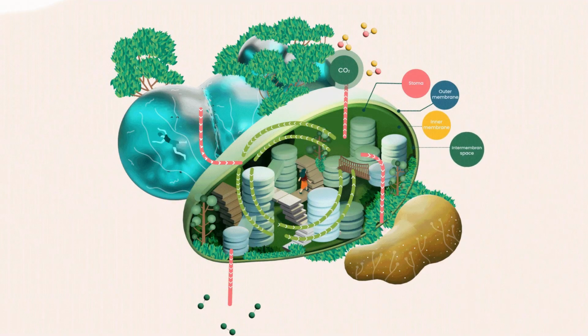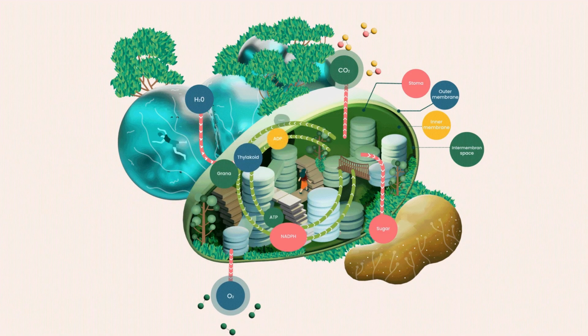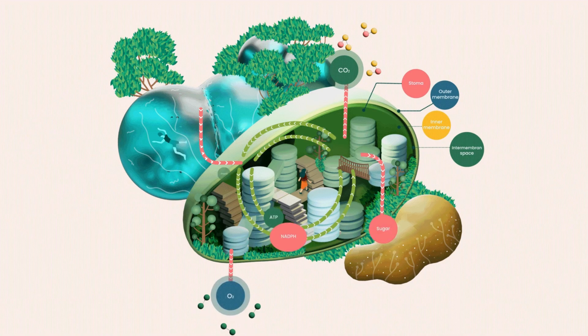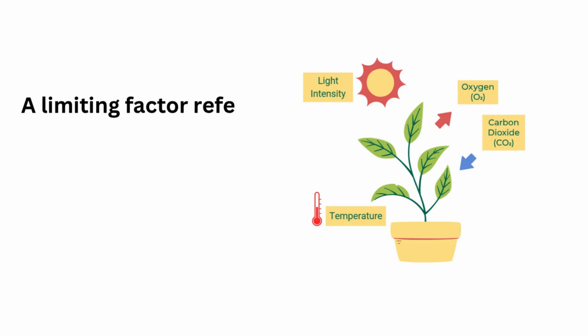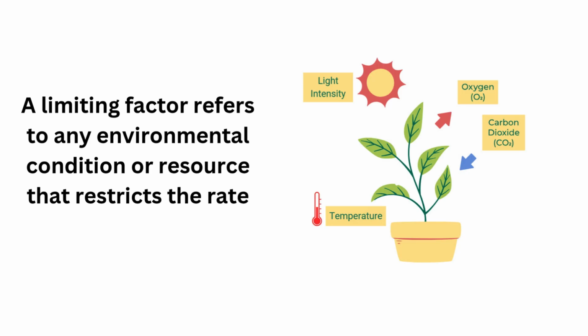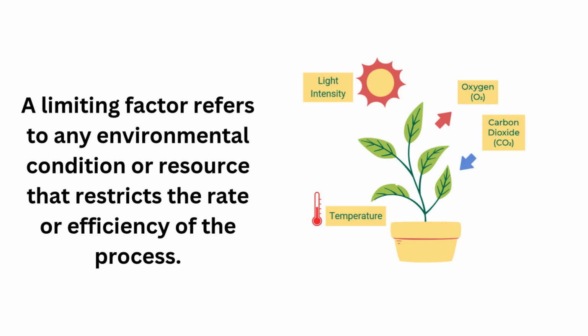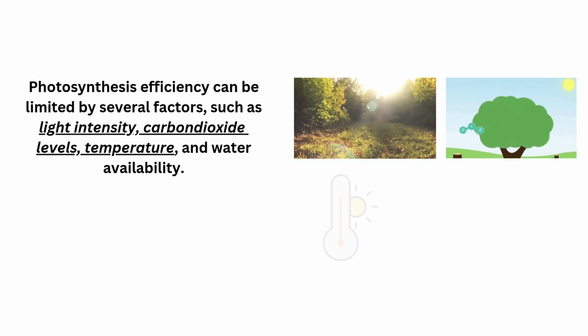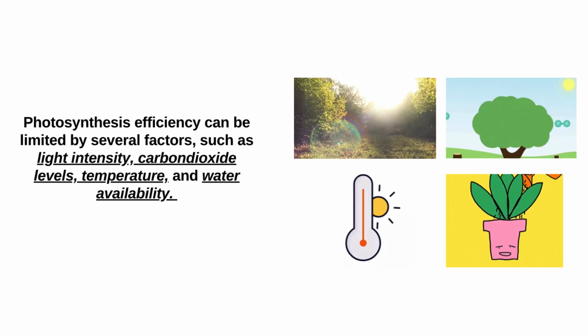Photosynthesis is a vital process for plants, but its efficiency can be influenced by various environmental factors. These factors can either enhance or limit the plant's ability to produce food. A limiting factor refers to any environmental condition or resource that restricts the rate or efficiency of the process. Photosynthesis efficiency can be limited by several factors, such as light intensity, carbon dioxide levels, temperature, and water availability.